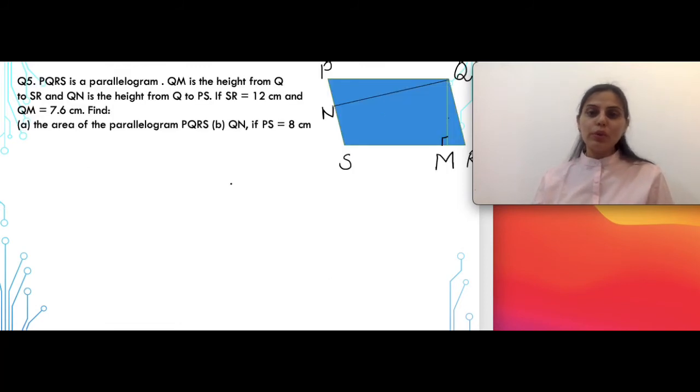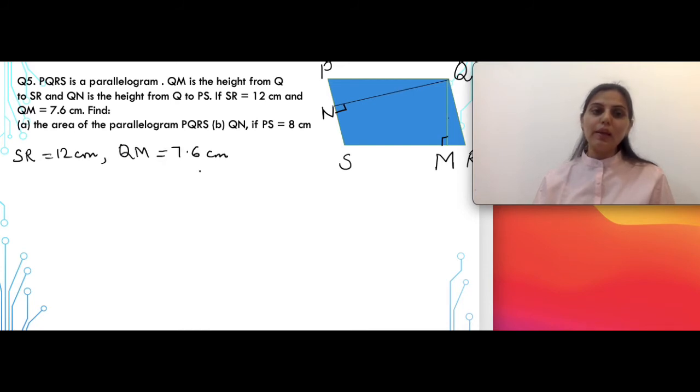Now moving on to question number 5. PQRS is given as a parallelogram and QM is the height from Q to the base SR. Similarly, QN is given as the height from Q to the base PS, and some values are also given. So first of all, let's write those values. In the first part, you are given the value of SR, which is equal to 12 centimeters, and you are given the value of QM, which is 7.6 centimeters.